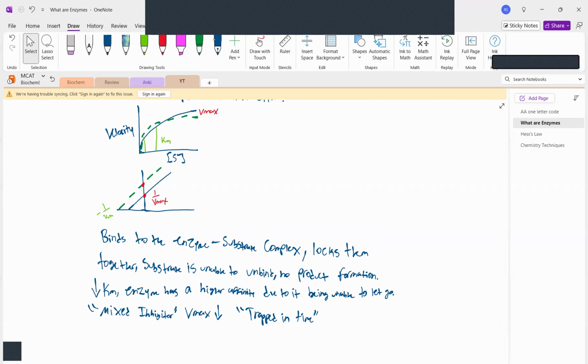But as a result, because there's more of that enzyme bound to the substrate, the enzyme has a higher affinity for that substrate just because there's more of it locked together. So the Km is actually lowered for this. This is the only one where it's actually better, I guess. So the higher binding affinity here.